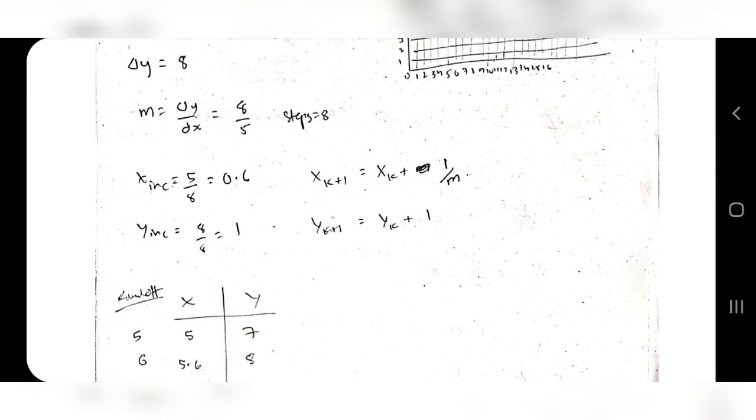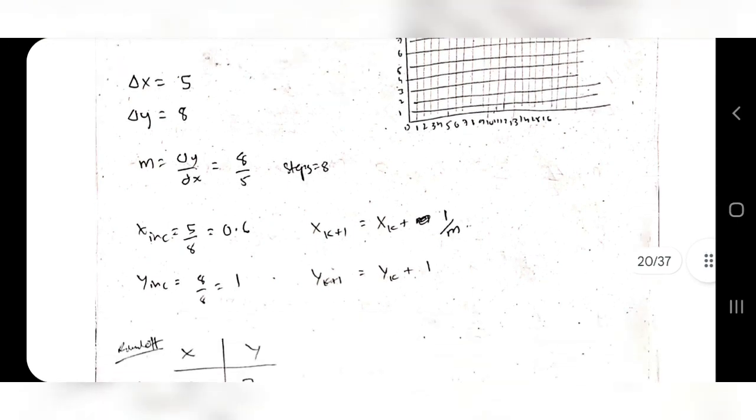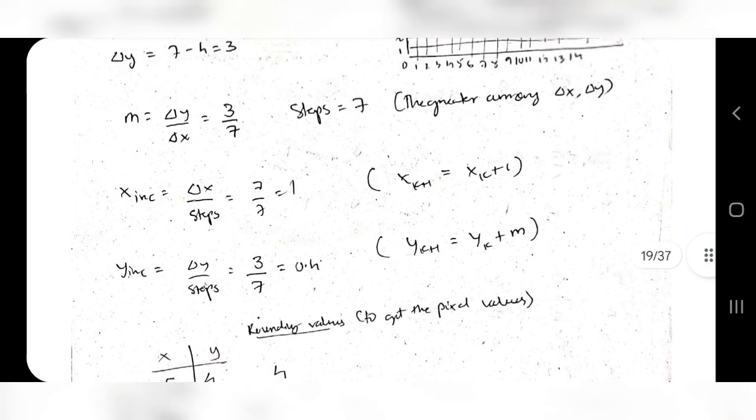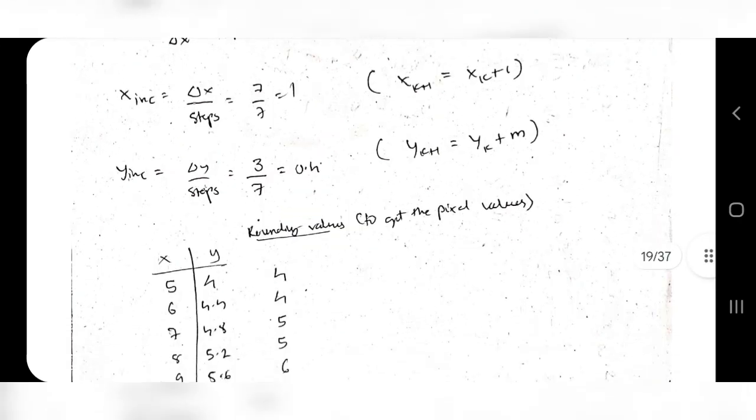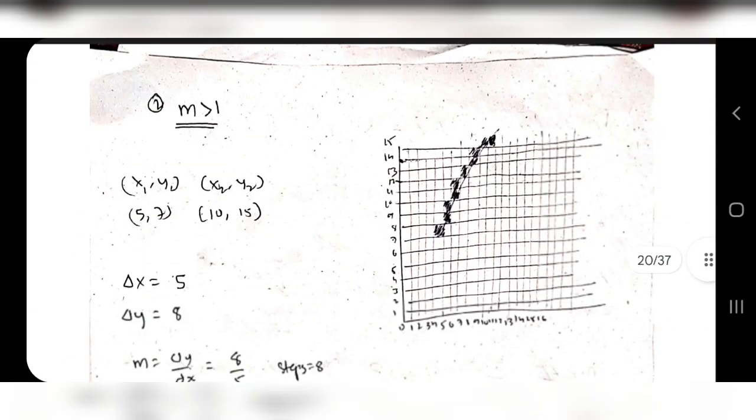Okay, so these are the two formulas we need to know to calculate the next values of x and y in each iteration, for slope less than 1 and for slope greater than 1. These are the important formulas from the DDA algorithm. If the slope is equal to 1, it's very simple.